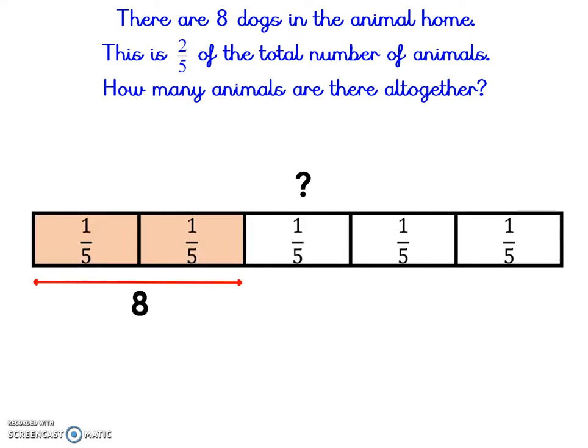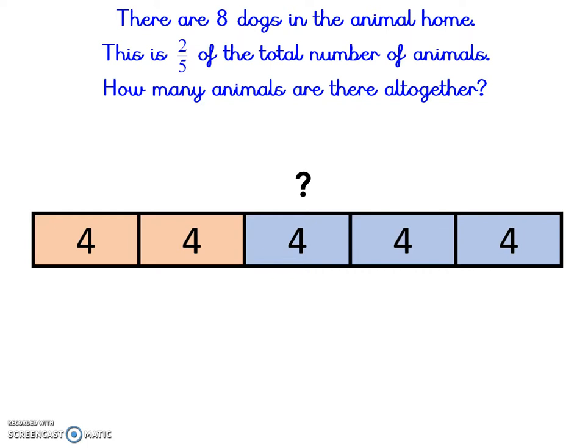Now when we look at that problem once again, we're told that those 8 dogs in the animal home are 2 fifths of the total number of animals. And you can see on my bar model that I've highlighted 2 of my fifths, so 2 sections, and I've labelled those 8. And then the next stage will be to look at what 1 fifth, the unit fraction, is worth. And if 2 fifths are worth 8, then 1 fifth must be half of that, which is 4. So now I know that 1 fifth, the unit fraction, is 4. I've labelled my bar model with each section, each fifth, having 4 written in, just to make it really clear in my mind.